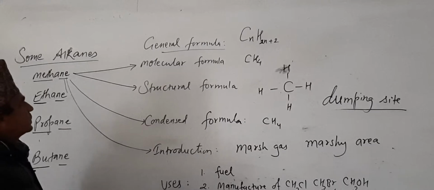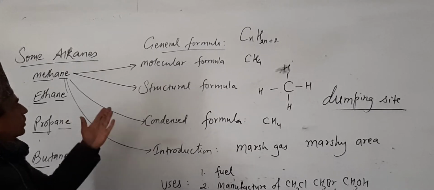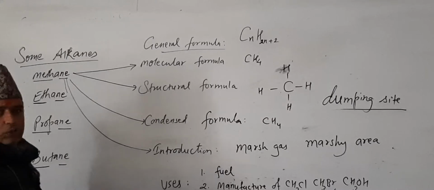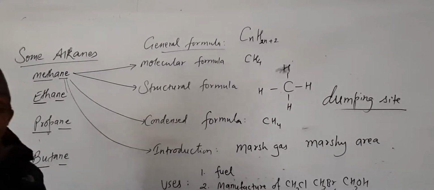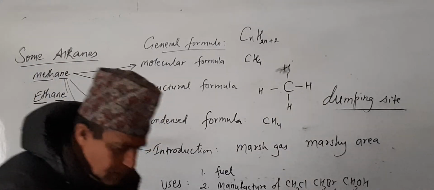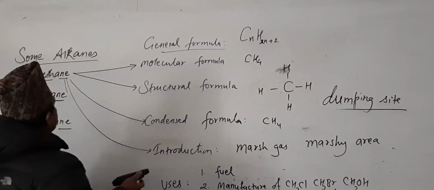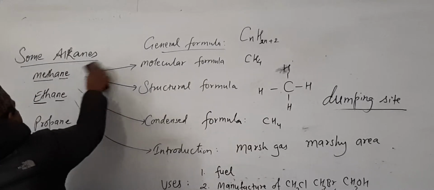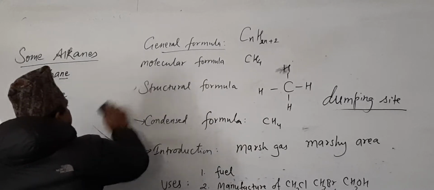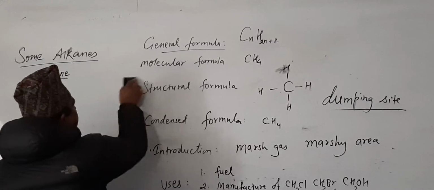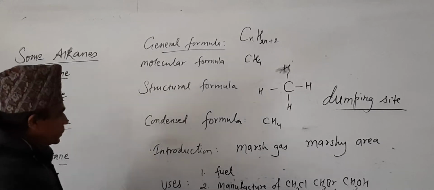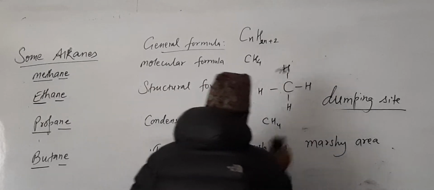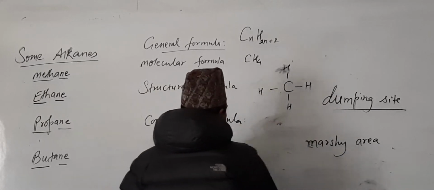Simply remember these things: molecular formula, structural formula, condensed formula, minor introduction, and usage. Is it okay? Now, students, let me tell you the next thing. I am going to explain about ethane. The second member of alkane is ethane. For that we have to remove this portion, others as it is.